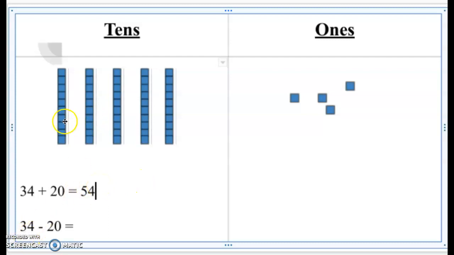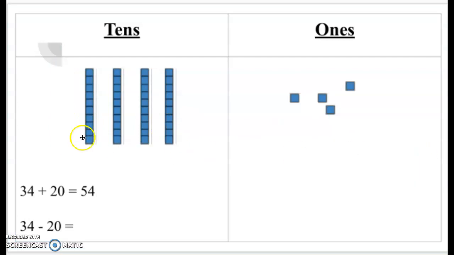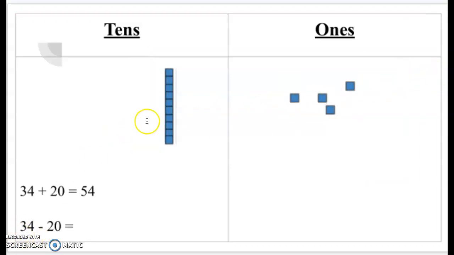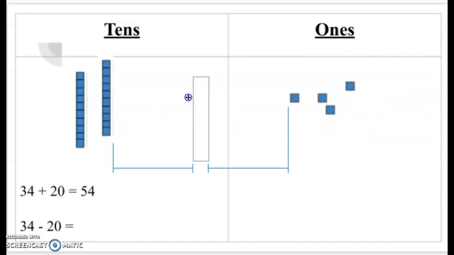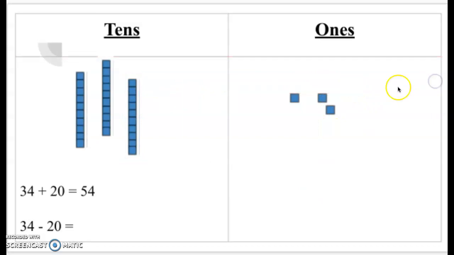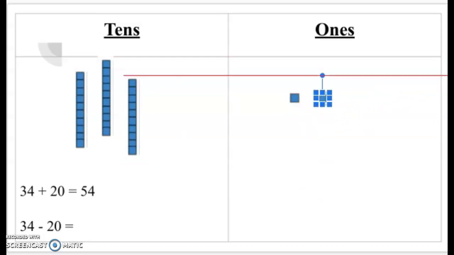Okay, so now for subtraction, we are going to be doing the same thing. As we can see in subtraction, 3 and 4, so it's 34. 3 is in the tens column, and 4 is in the ones column. So if it's 3 in the tens column, we would need 3 ten blocks. So it would be 1, 2, 3. You see that?